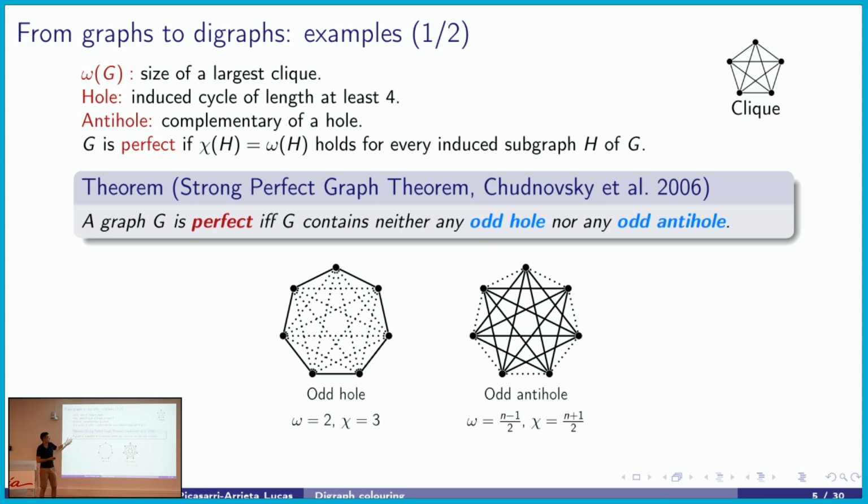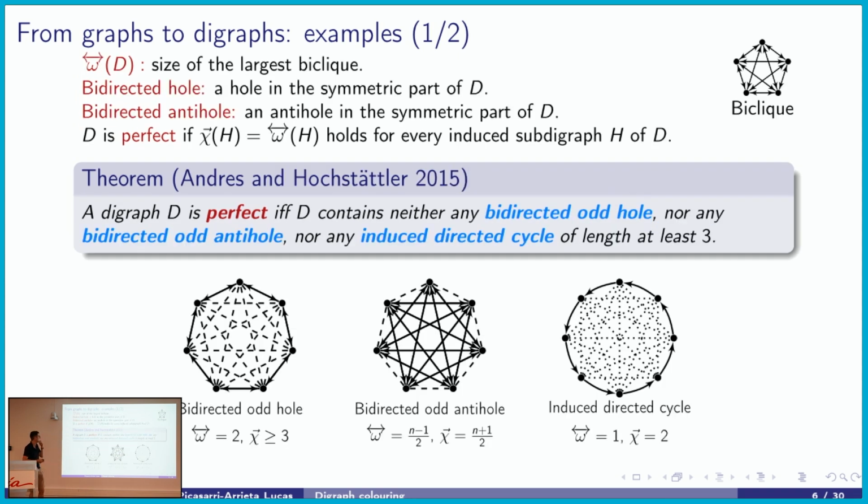In fact, the strong perfect graph theorem says that this easy condition is indeed sufficient. So this is an exact characterization of perfect graphs. And then we can ask what is happening for digraphs. So now what we call the biclique number is the size of a largest biclique, where a biclique is a set of vertices that are pairwise linked with a digon. And again, we have that the dichromatic number is at least the biclique number.